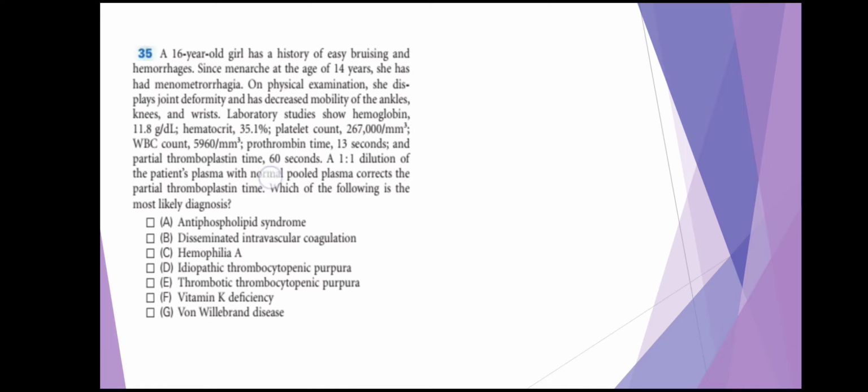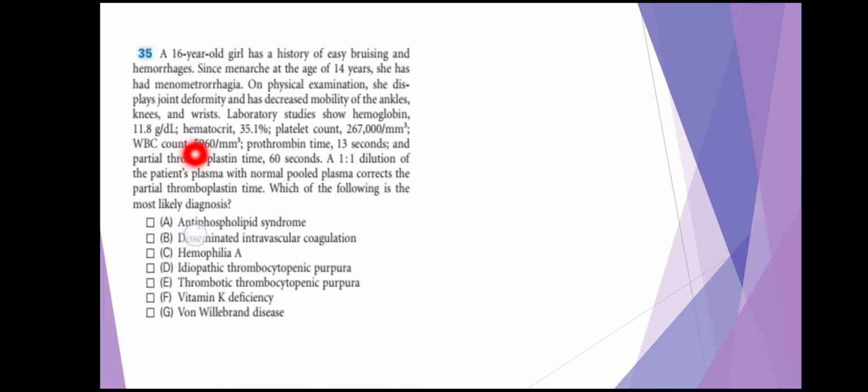Next, a 16-year-old girl has a history of easy bruising and hemorrhages since menarche at the age of 14 years. She has menometrorrhagia, so heavy periods she is getting. On physical examination, she displays joint deformity, has decreased mobility of the ankle, knees, wrist. Again, joints are involved, and there is a problem of bleeding also.